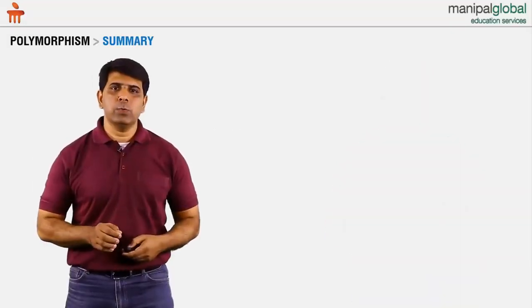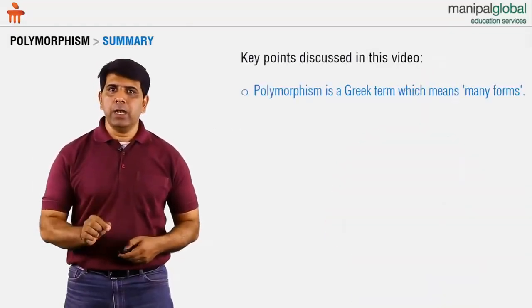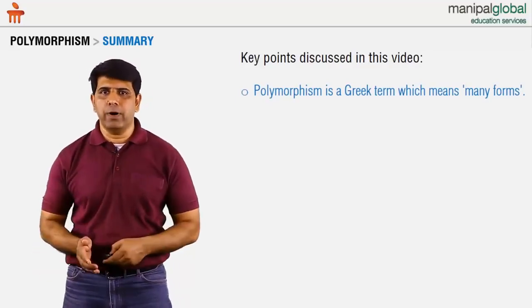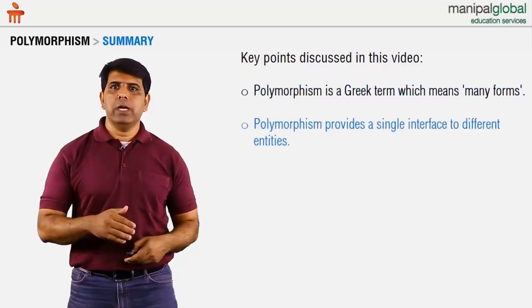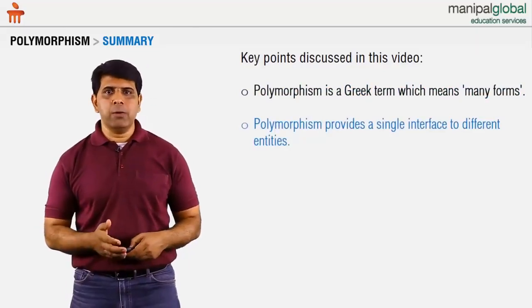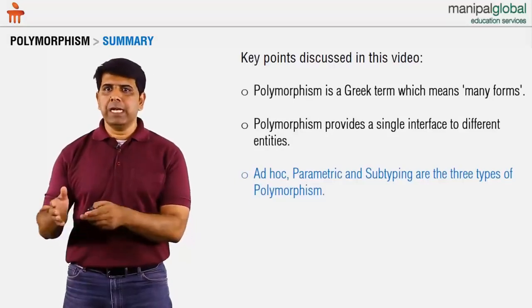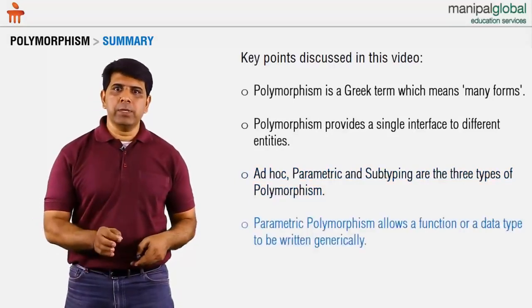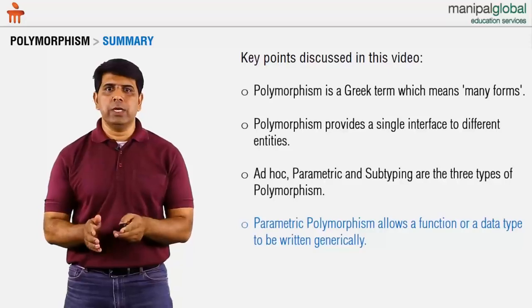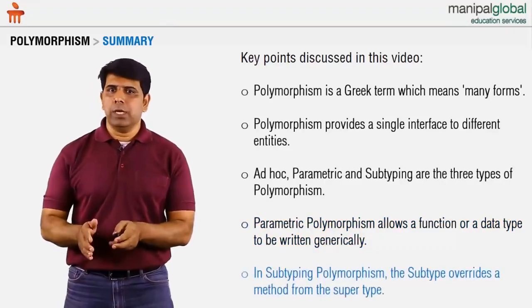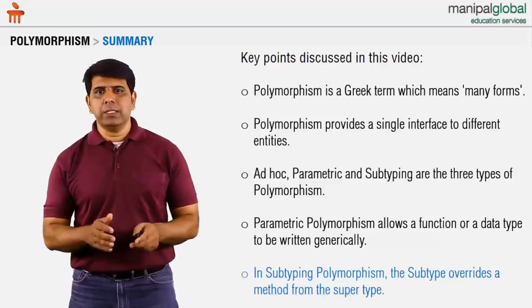Now, let's summarize what we learned so far. Polymorphism is to have an object in different forms and it provides a single interface to different objects. And there are three types: ad hoc, parametric and subtyping. Parametric polymorphism allows a function or data type to be written generically, and in subtyping, a subtype always overrides a method from the supertype.